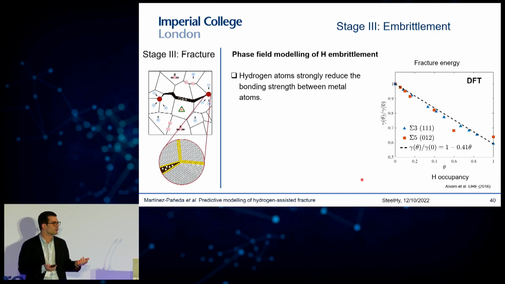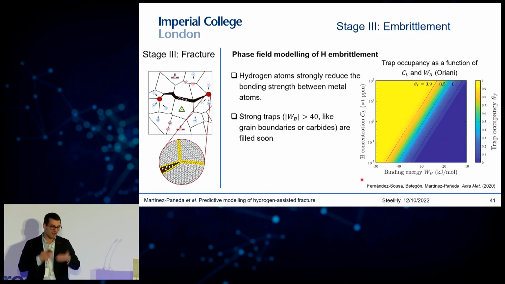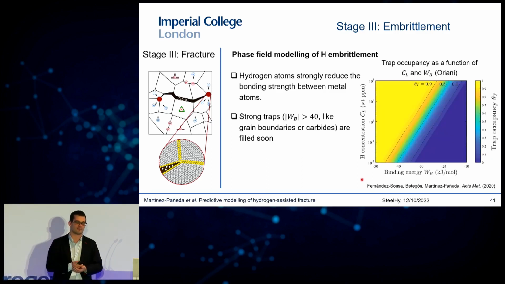The first one is that if you do atomistic calculations, you will see that you have a very significant reduction in surface energy or fracture energy with increasing hydrogen coverage. So these are DFT results for nickel from Antonio Alvaro, and you can see that you get a 40% reduction if your grain boundaries are completely full of hydrogen. So then the next question is, how much hydrogen do we have in our grain boundaries? And the answer to that comes from Oriani and trapping thermodynamics.